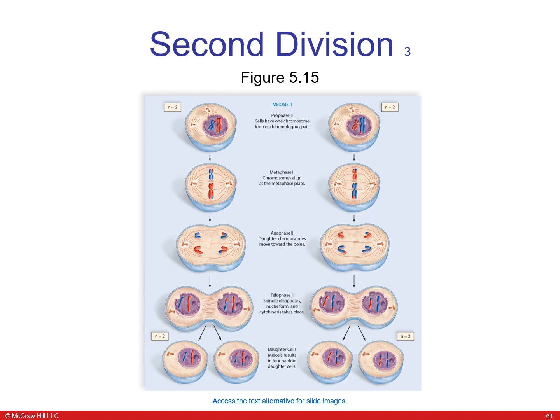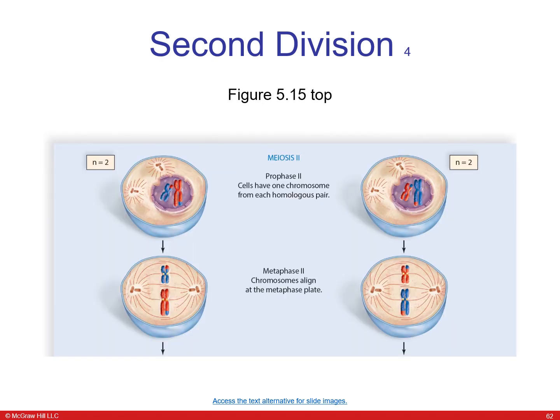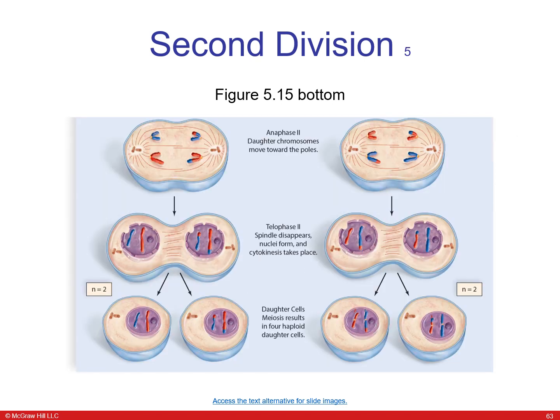So here is a diagram of the second division that occurs during meiosis. Diagram continues. The second division occurs.